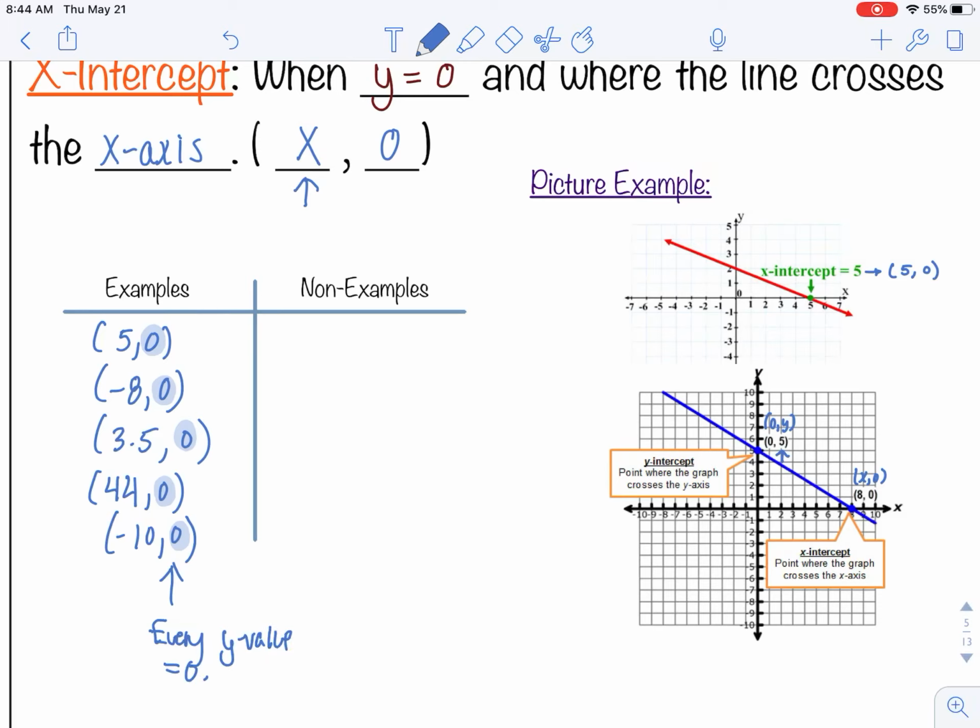So be very careful that you don't mistake the x and the y-intercept. When you notice there's a 0, look which one has a number that's not 0, and it's going to be that intercept. If it's the x value that's not a 0, it's your x-intercept. If it's the y value that's not a 0, that's your y-intercept.